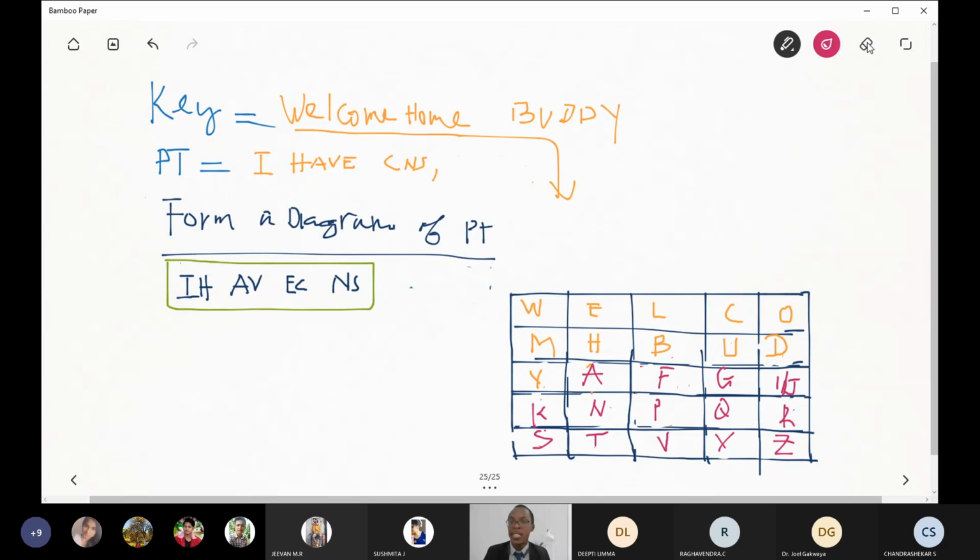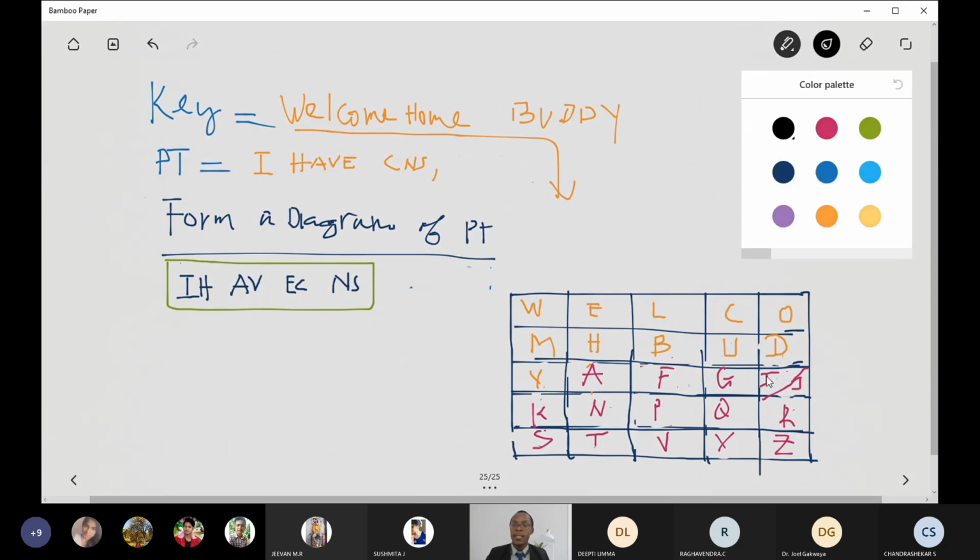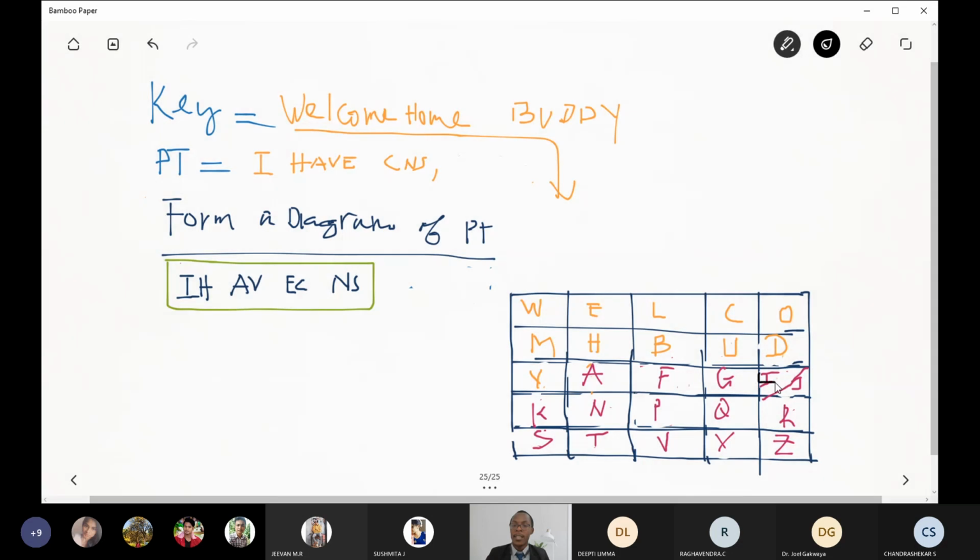This is I and J. Let me make them clear. Let me divide them like this to make I and J. Now the first digraph, I and H. Where is the I? I is here. You see I here? This is I.